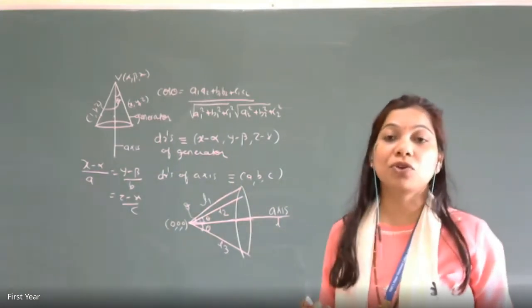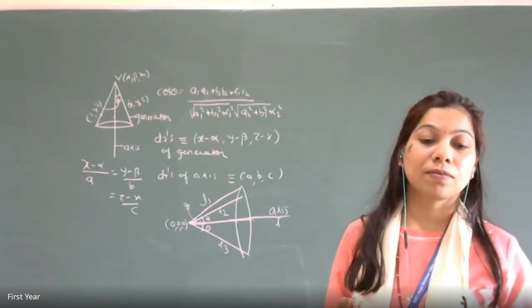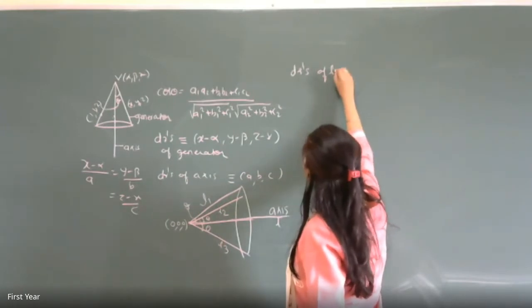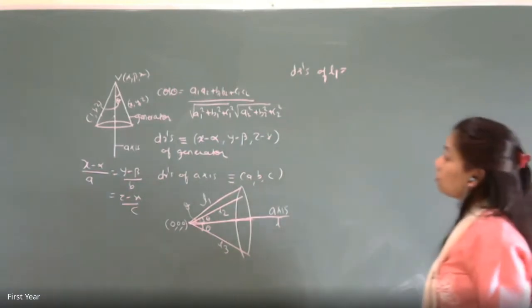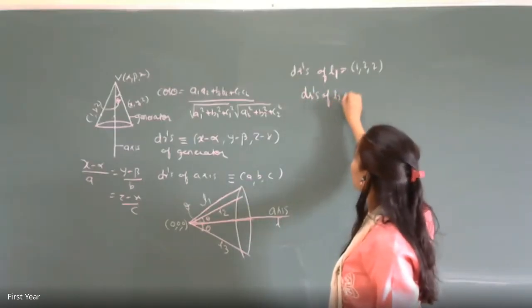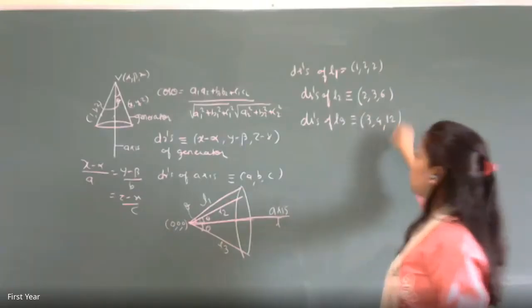Direction cosines are proportional to what? Direction ratios, right? Yes. So the direction ratios of line 1 are the numbers which are given to you. What are those? 1, 2, 2. The direction ratios of L2? 2, 3, 6. And the direction ratios of line 3? 3, 4, 12. This is given to you.